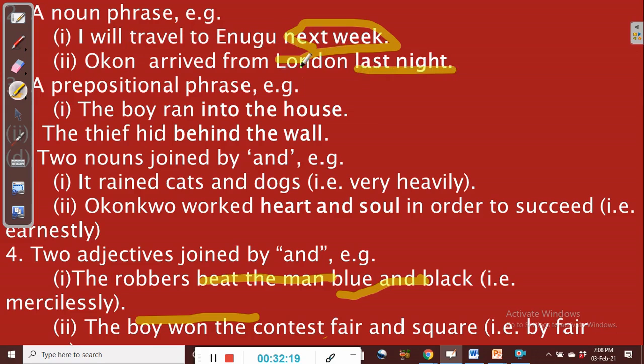The second one, Okon arrived from London last night. This is a similar thing. Okon arrived from London when? Last night. Adverbial phrase of time, even though structurally it is a noun phrase.